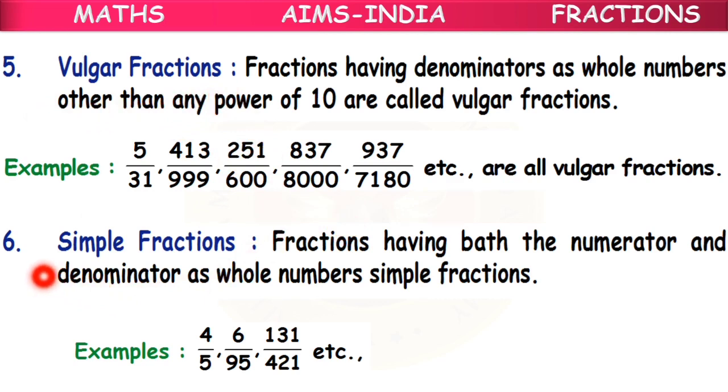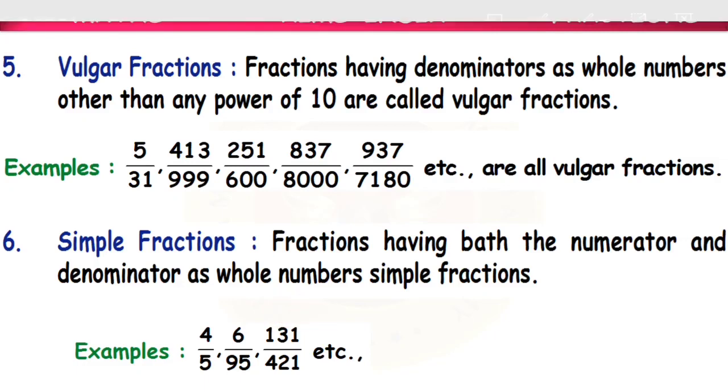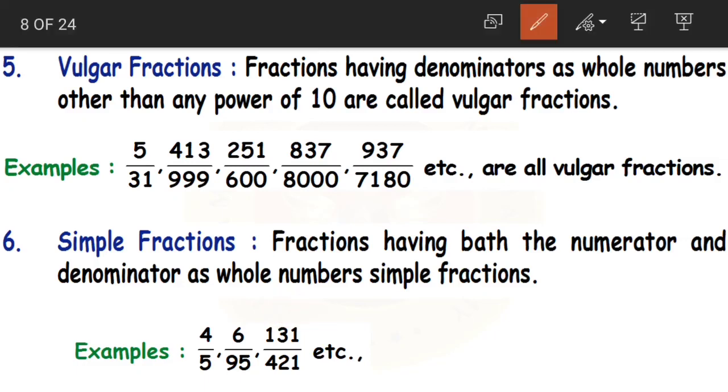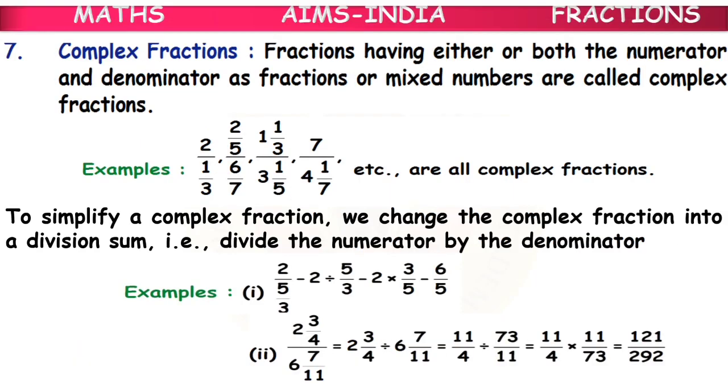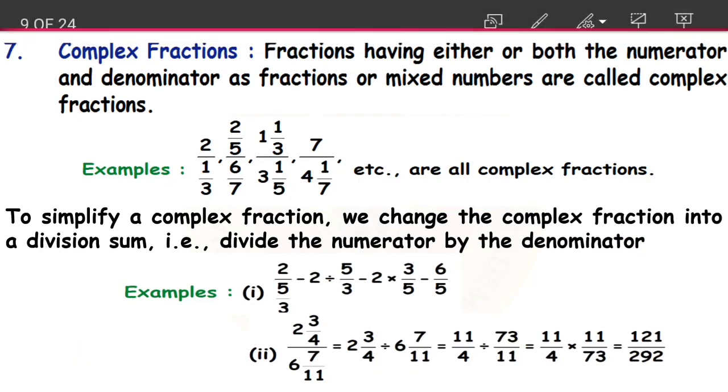Moving on to the sixth type, simple fractions. Fractions having both the numerator and denominator as whole numbers are called simple fractions. Examples: 4 by 5, 6 by 95, 131 by 421, etc. See, these are very simple. They have whole numbers as both numerators and denominators. These are called simple fractions, normal fractions. Yes, students? Moving on to complex fractions.